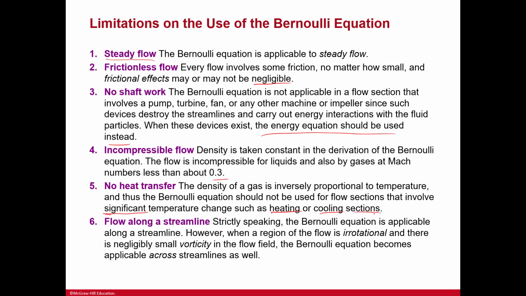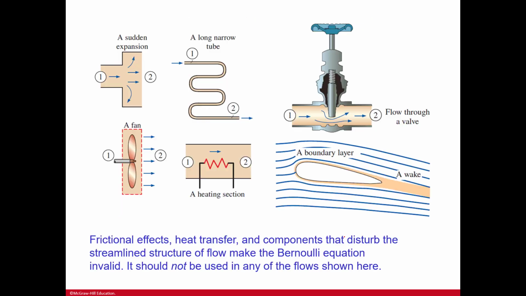And then, flow along a streamline. Strictly speaking, the Bernoulli equation is applicable along a streamline. However, when a region of the flow is irrotational and there's a negligible amount of vorticity in the flow field, the Bernoulli equation becomes applicable across streamlines as well. So it just can't be a lot, right? It can't be a ton.